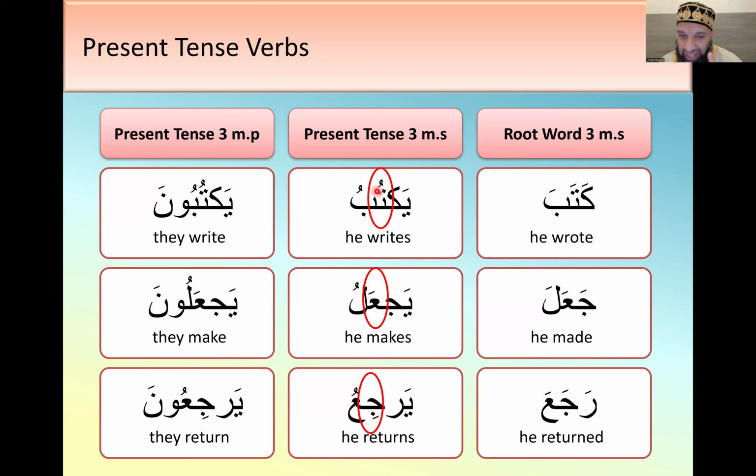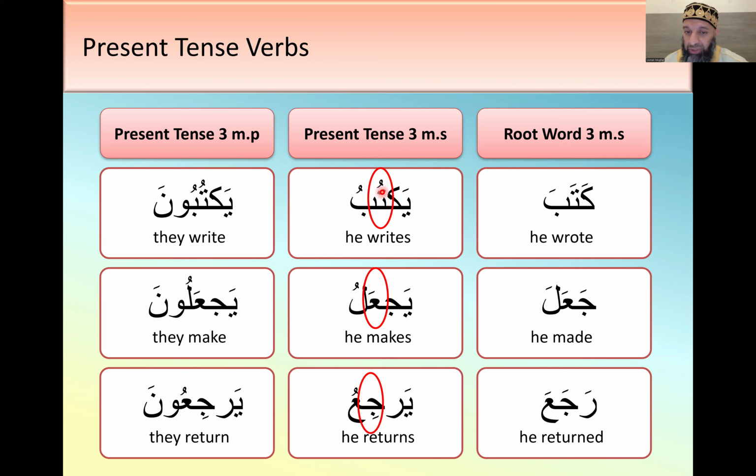But look at this one that I've highlighted here. Can you see? Yaktubu, yaj'alu, yarji'u. The endings all are dhamma. The beginnings are with a ya, with a fatha. But this one is changing. In this one, it's got a dhamma. On this verb, it's got a fatha. And on this verb, it's got a kasra. Does anybody know why I've highlighted this letter? Obviously, because it's different, right? How do you know? Yeah, it's different, isn't it?